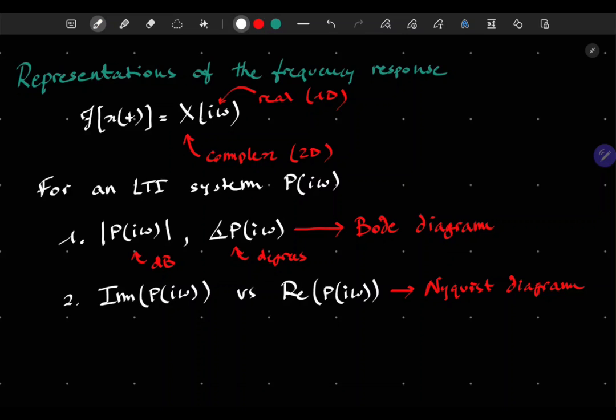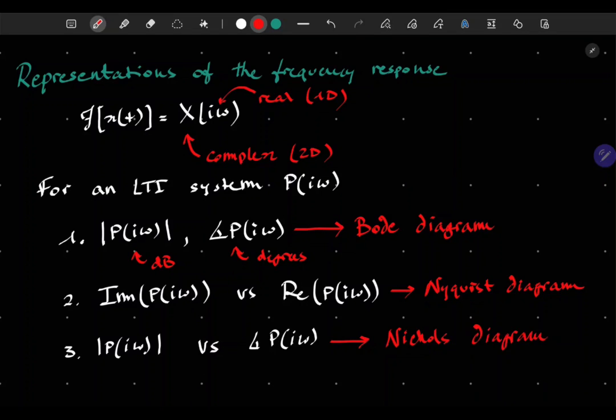And finally, a third representation, which we won't discuss in this short series, is when the magnitude and phase are represented on the same diagram. So not separately as a function of frequency, but on the same diagram as a curve, which has every point labeled with a different value of omega. And this is called the Nichols chart. We will look at these diagrams more in detail in the next videos.